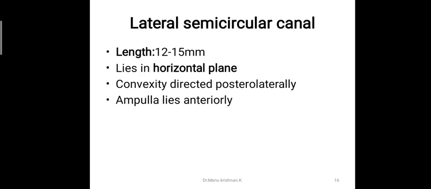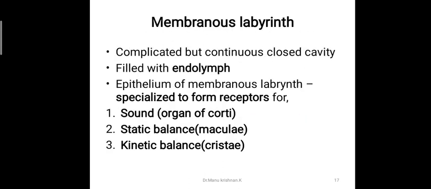So it lies in a horizontal plane, and the convexity is directed posterolaterally, and the ampulla lies anteriorly. So these are the features that you have to note down regarding each semicircular canal. So our bony labyrinth is over. It was composed of the cochlea, then the vestibule, and the semicircular canals.